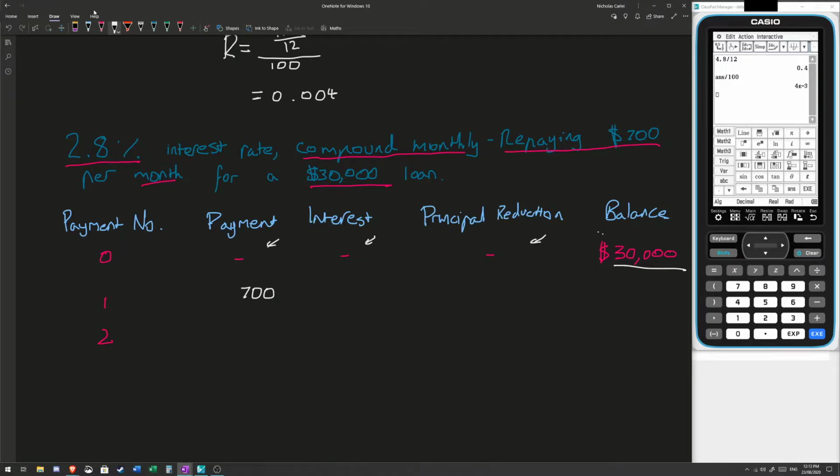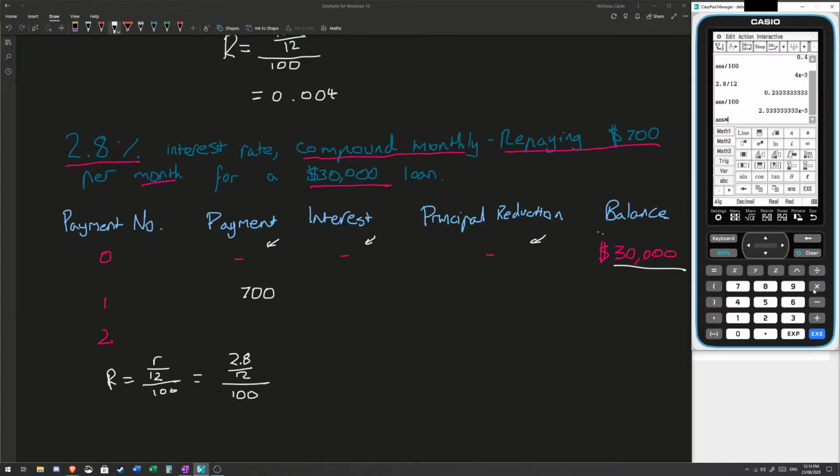So as we said before, the formula is, I'll do it down here, big R equals little r over 12, because it's every month and we're dividing it by 100. Okay. So if we have an interest rate of 2.8%, that's 2.8 divided by 12 divided by 100. Okay, so 2.8 divided by 12 divided by 100.